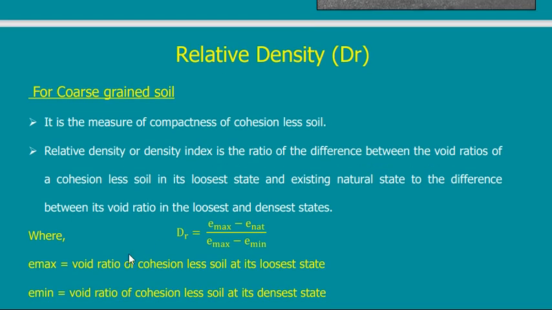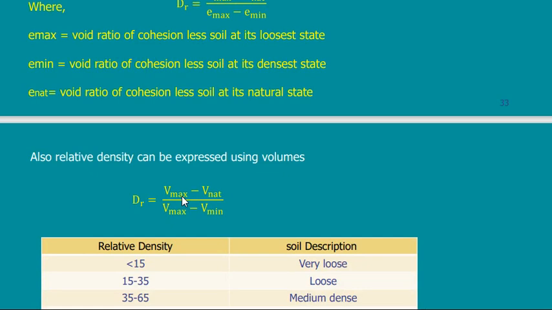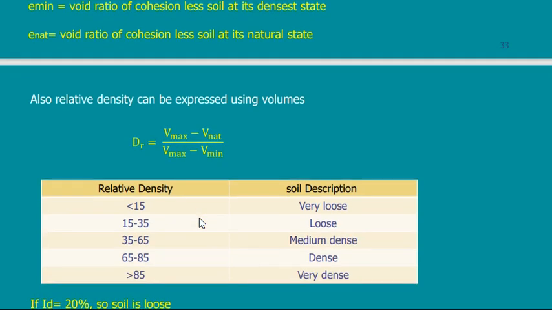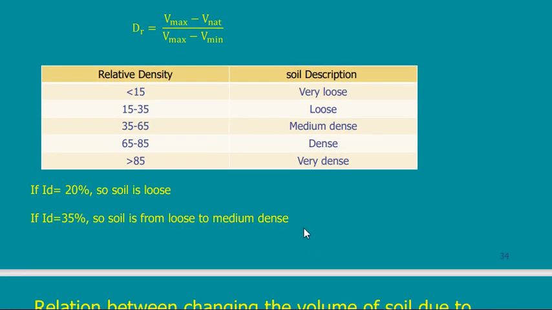Relative density. This is the equation of the relative density related to the E. This is important because I will just give you a problem that will help you to understand how we can use it in our engineering life. For relative density, you have these ranges to describe the soil. If it is less than 15, then it is very loose, and more than that, loose, medium dense, dense, and so on.